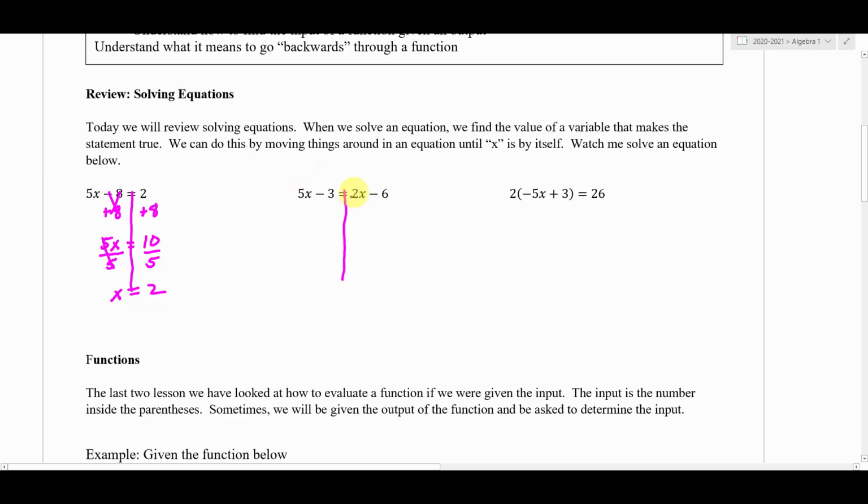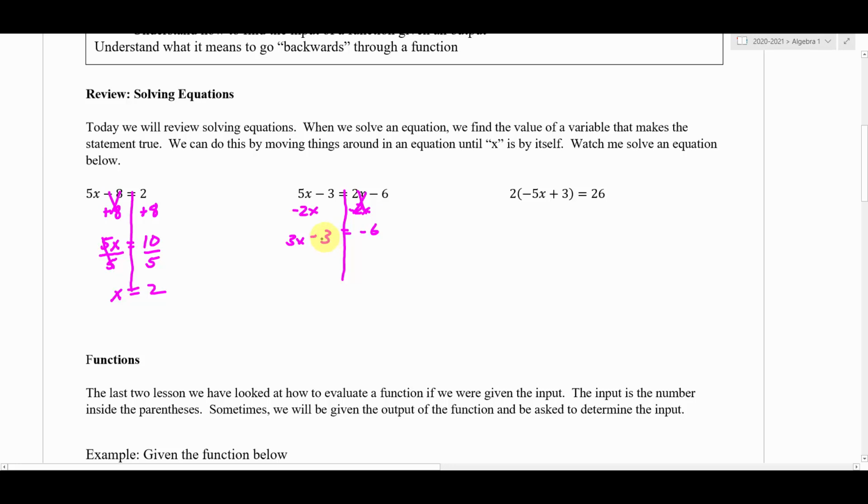So since this is a positive 2x, I'm going to subtract 2x, and whatever I do on one side, I have to do on the other. Okay, so the 2x's will cancel. All that's left over here is that negative 6. And then over here, I have to subtract 2x, but I can only subtract a 2x from something else that already has an x in it. So I would have to subtract it from the 5x. So 5x minus 2x is 3x. And then I still have this minus 3 here.